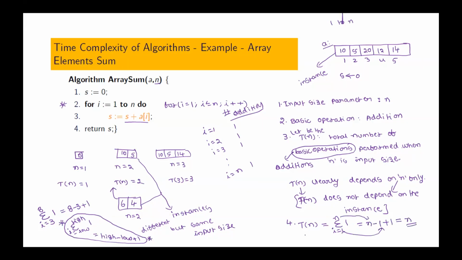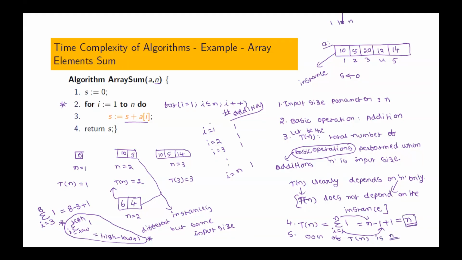Now tell me, what is the order of growth of T of n for the next 5th step? T of n is n. What is its order of growth? n only. What is the order of growth of n? n. It is n only.